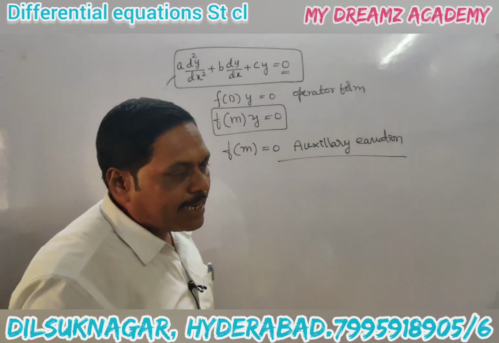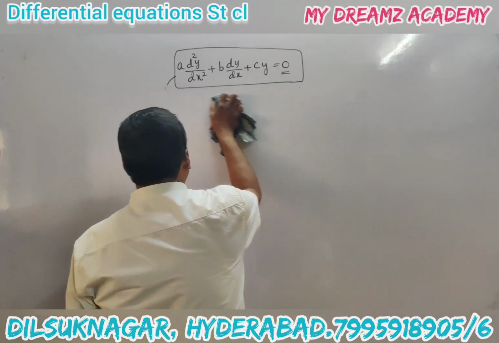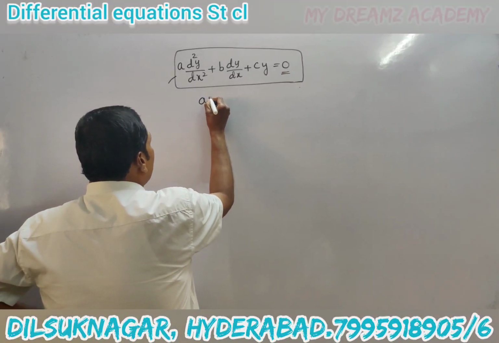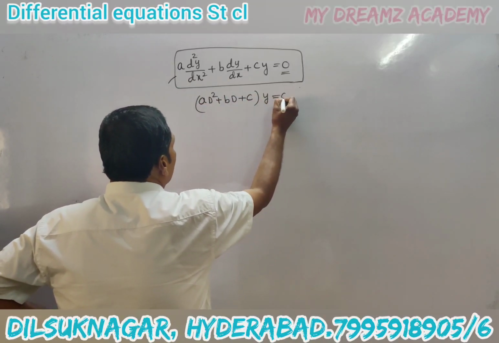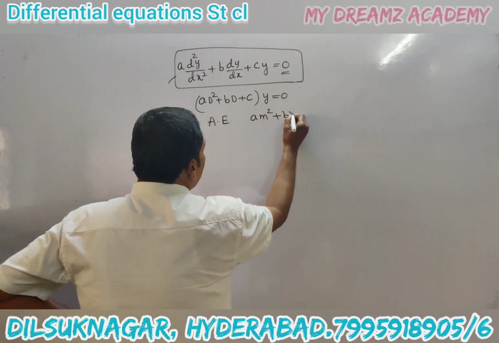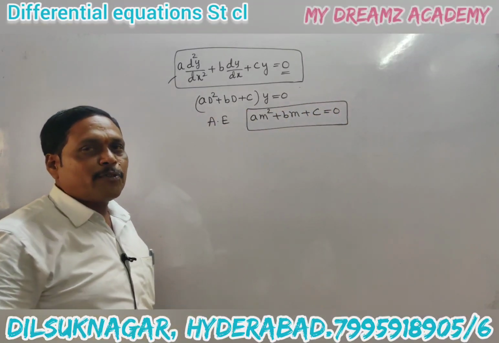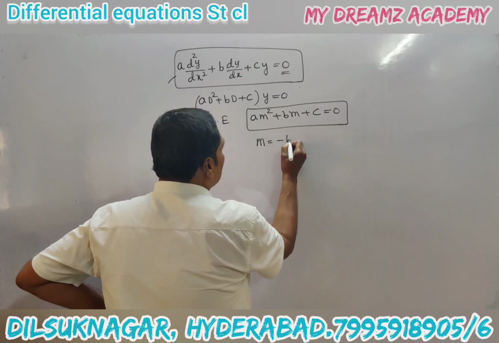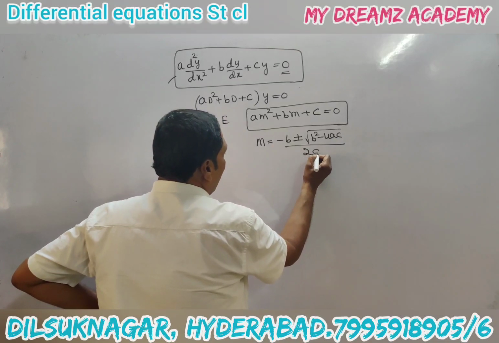So it is a second order equation, that is you will get the auxiliary equation as a quadratic equation. See here, this is a D square plus b D plus c, y is equal to 0. For this the auxiliary equation is a m square plus b m plus c is equal to 0. It is a quadratic equation, therefore it has maximum 2 roots. Roots are minus b plus or minus root of b square minus 4ac, by 2a.